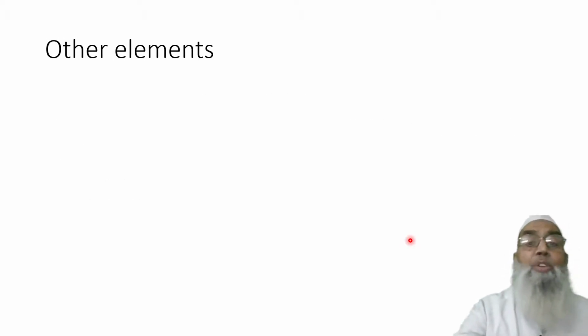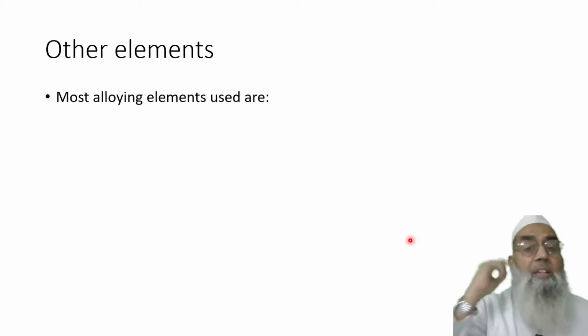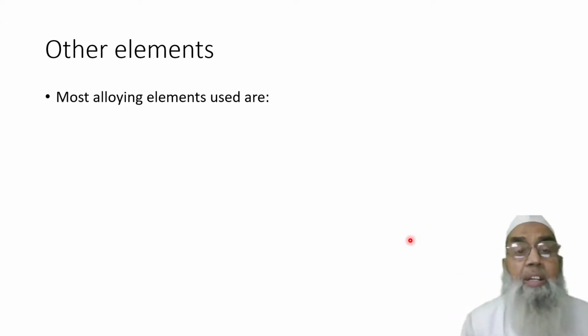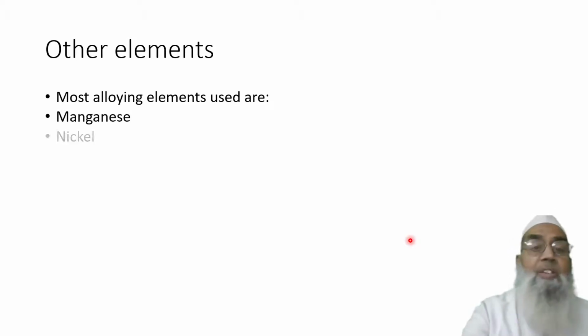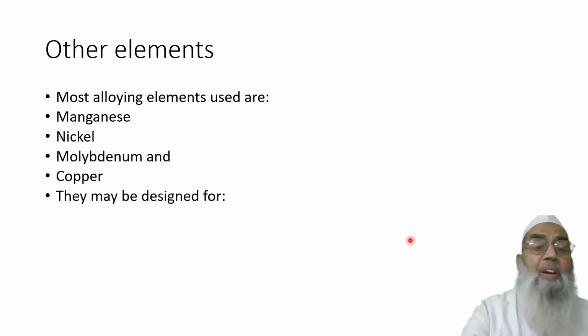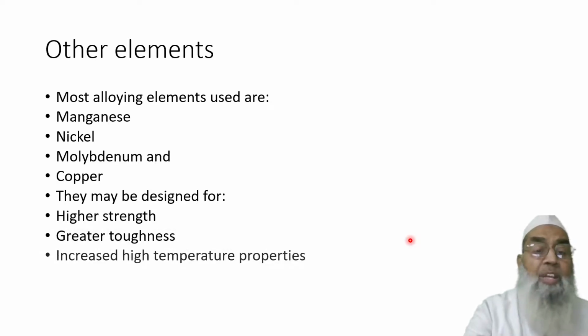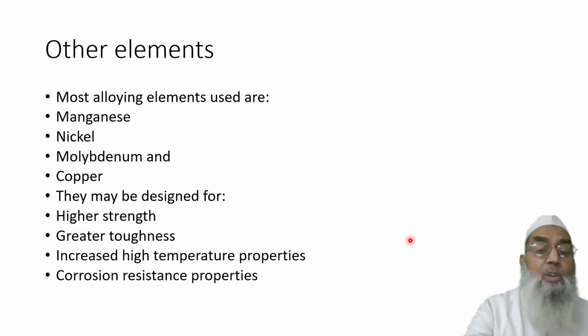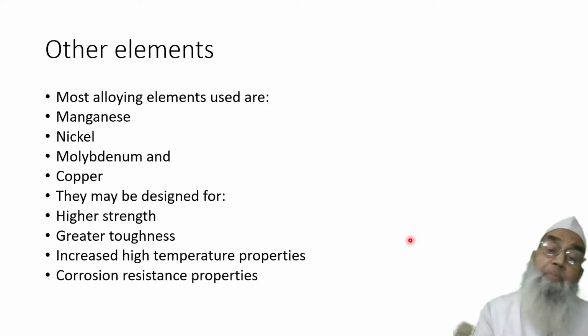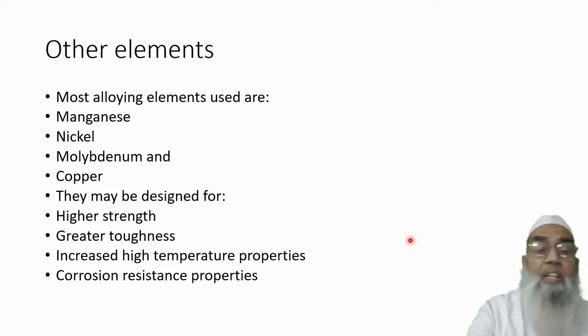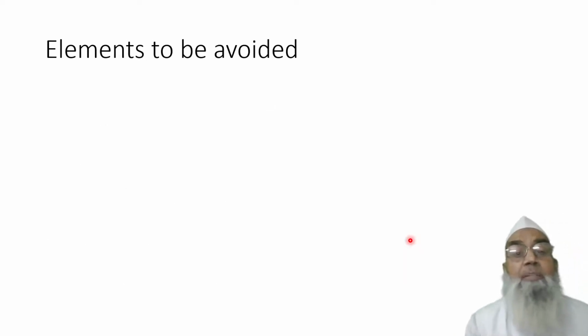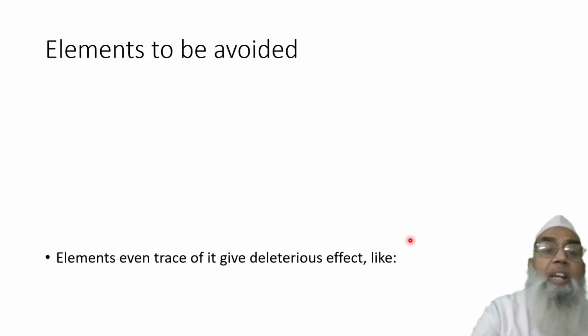Other elements which are also present as alloying elements are manganese, nickel, molybdenum and copper. Depending on the requirement, the iron may be designed to have high strength or greater toughness, increased high temperature properties, or corrosion resistant properties, and depending upon this, we can incorporate different alloying elements. However, there are certain elements which affect adversely and therefore are to be avoided.